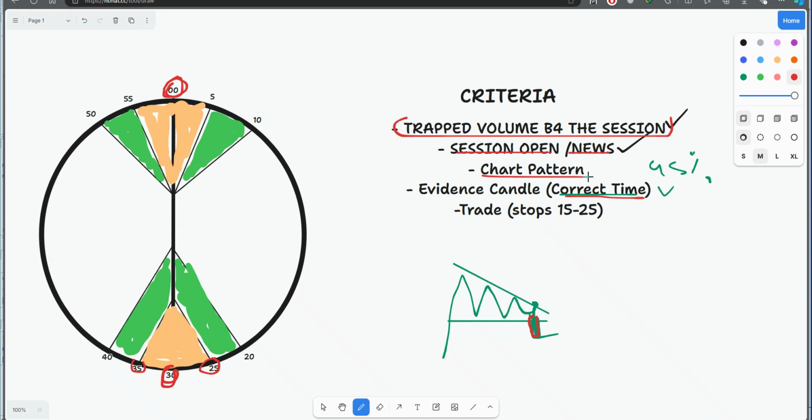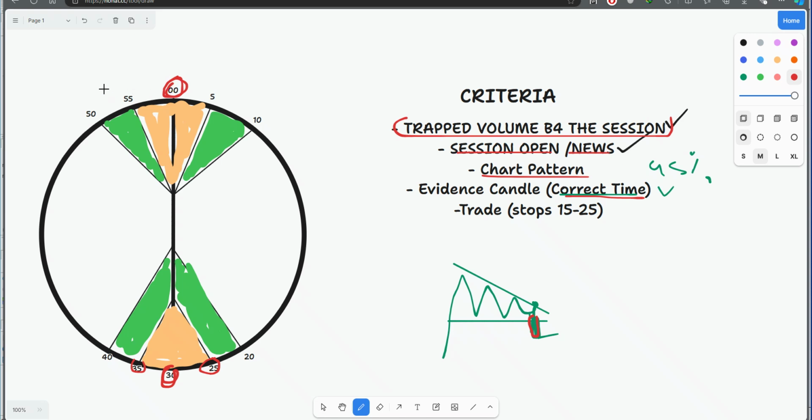Again, you need to have a chart pattern, which is good. We'll discuss more about this in a minute. And then you need an evidence candle. So if they give you an evidence candle from 20 past, you can still take it. It's okay. The same applies when it comes to the hourly mark.